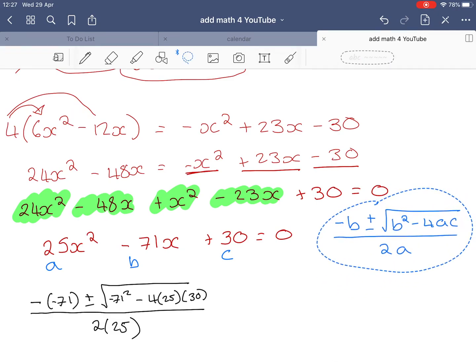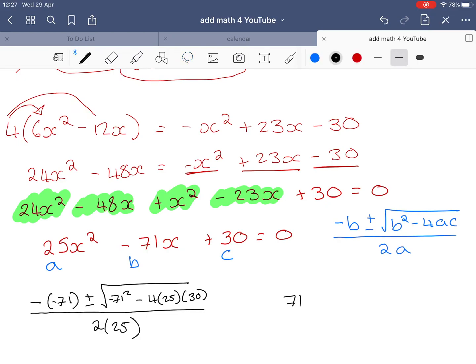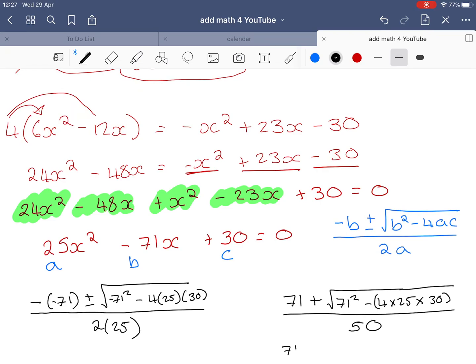So if we just want to simplify some of it, you can just put it all into your calculator. So that would be 71. First add, if you want to, the square root of 71 squared minus 4 times 25 times 30, all over 50.